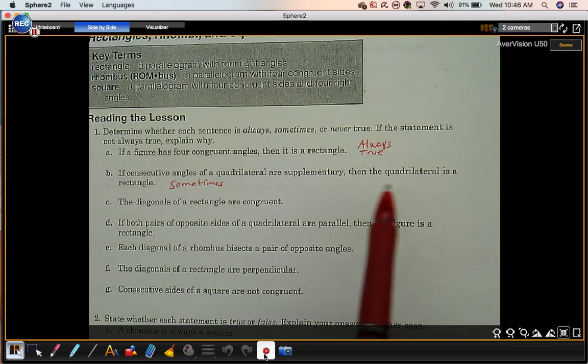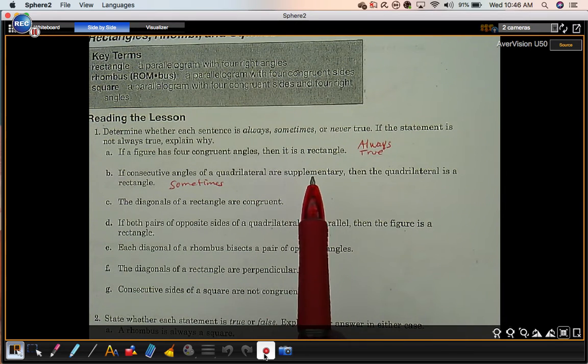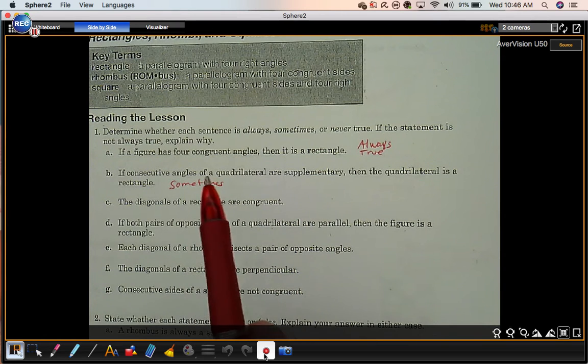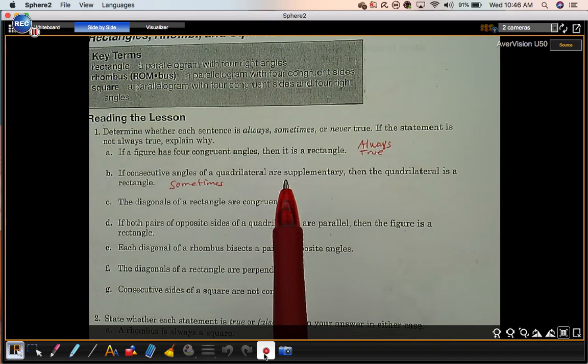Because your adjacent angles in a rectangle are 90. 90 and 90 add up to 180, which is what you need for supplementary angles. But you can also have consecutive angles that are supplementary in a shape that isn't a rectangle.